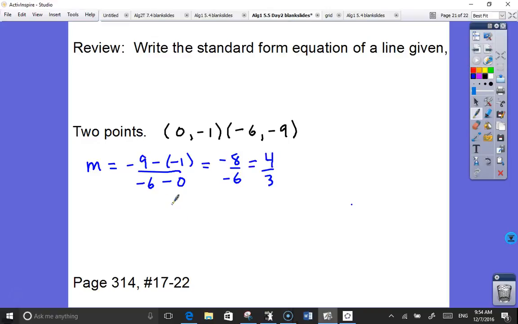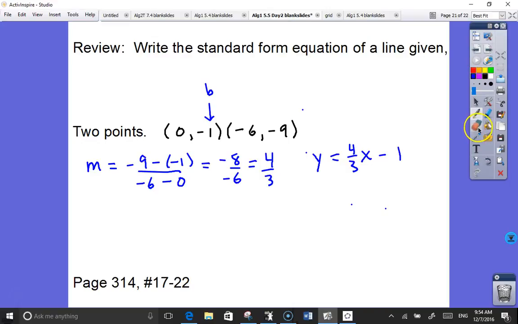Okay, now we find our m. Now we have to find the b. So we'll go through the same drill. How about we use 0, negative 1. Negative 1 equals 4/3 times 0. Oh, actually, that's me not realizing what I've got in front of me. That is b. How do I know it's b? Because x is 0. So here's the slope-intercept form of the line: y equals 4/3 x minus 1. Okay, still not in standard form.